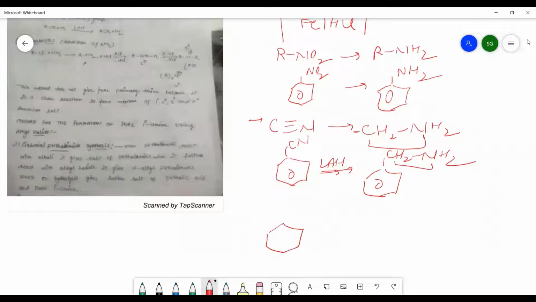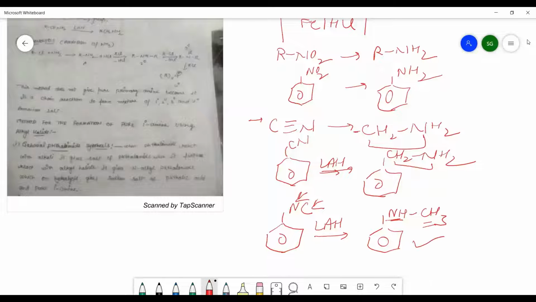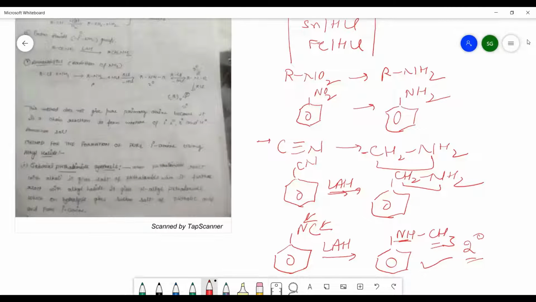Now suppose you have NC, that is isonitrile. In that case, you will get the secondary amine, that is NH and CH3 group. This carbon is converted into CH3 and this nitrogen is converted into an NH group, and you will get the secondary amine by using this isocyanide group. So whenever you have the nitro group, you can do the reduction; with cyanide, you can do the reduction; and you will get the corresponding primary or secondary amines.